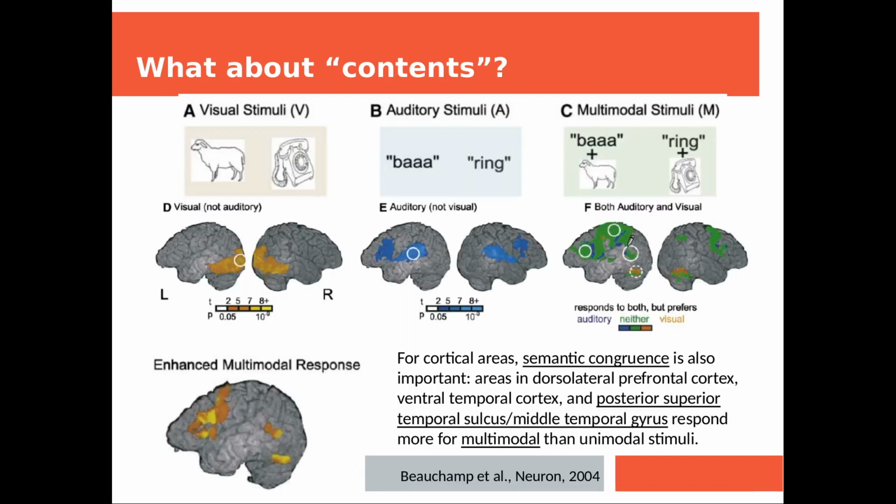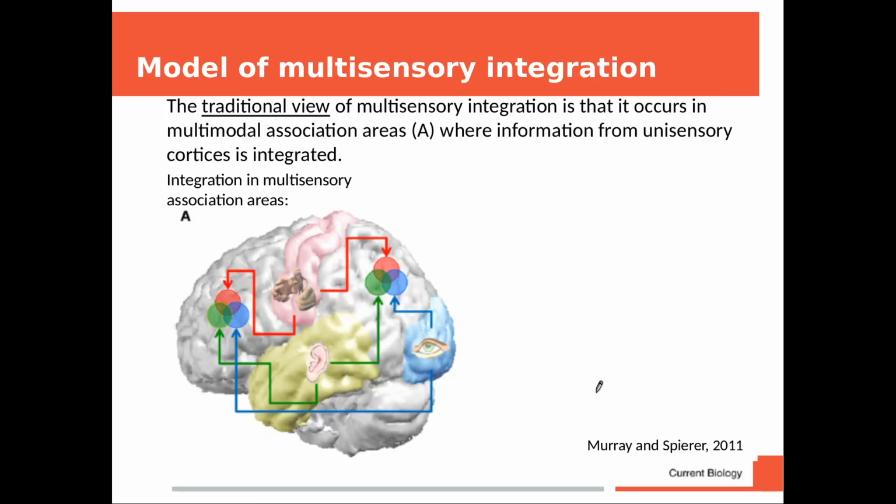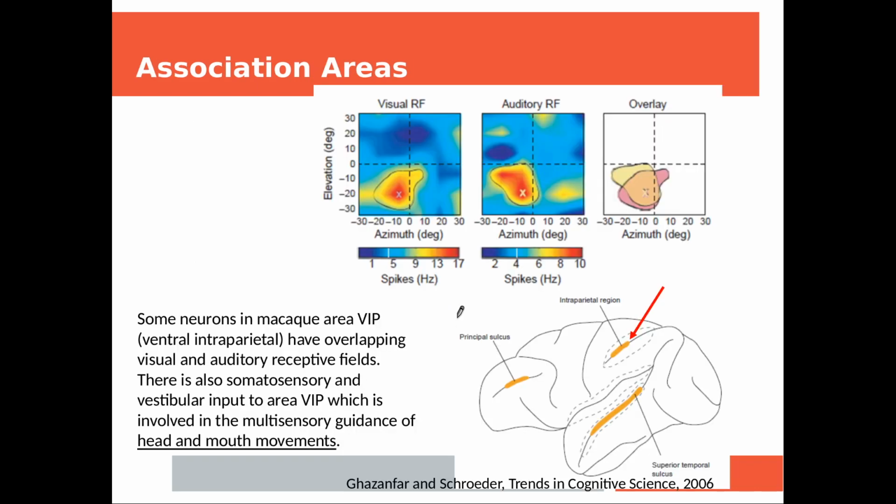So oftentimes people have thought of brain areas like the superior temporal sulcus or the middle temporal gyrus as multisensory areas. They're integration areas. This is the traditional view of multisensory processing, where you get sound and you get sight, those are processed separately, and then combined in some special areas of the brain called integration areas or multisensory association areas. That's the traditional view.